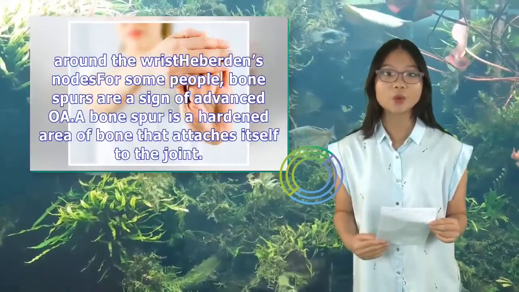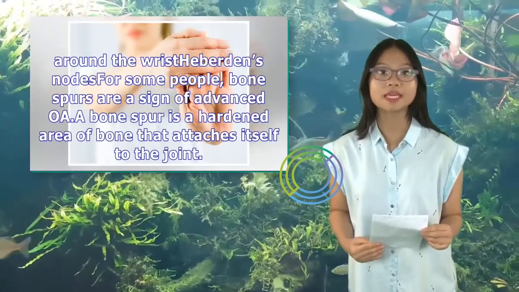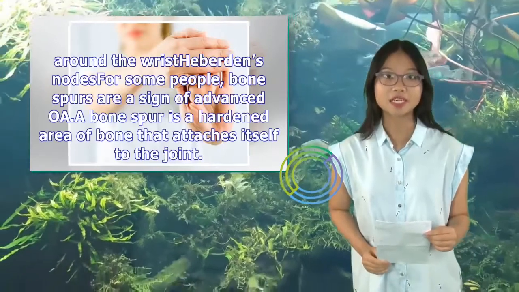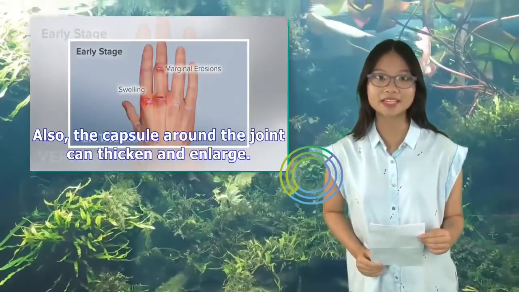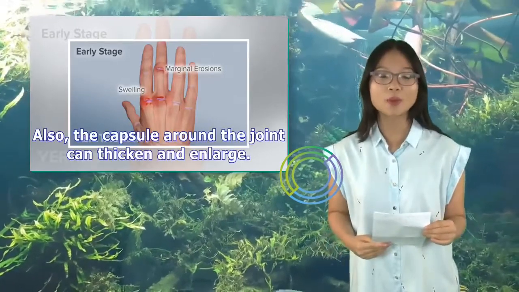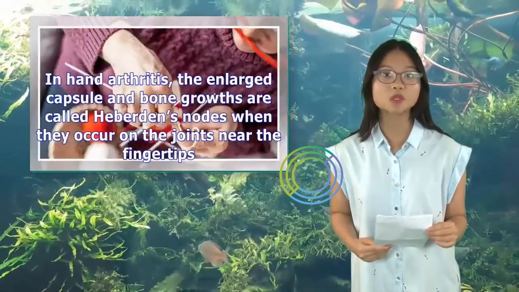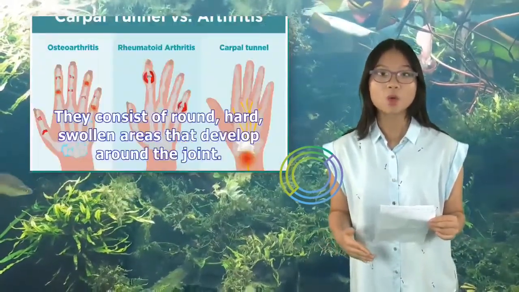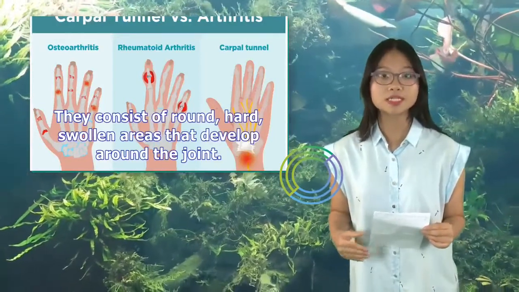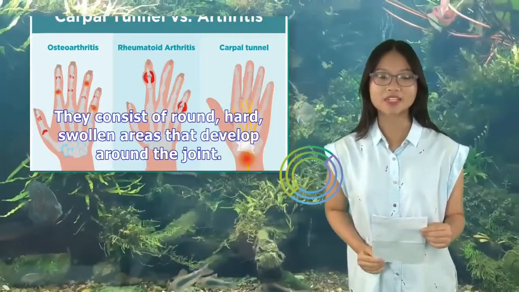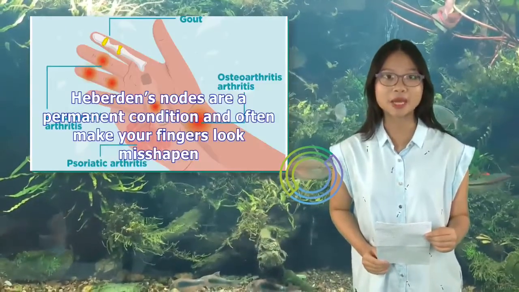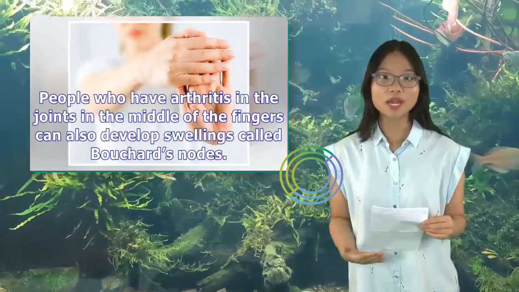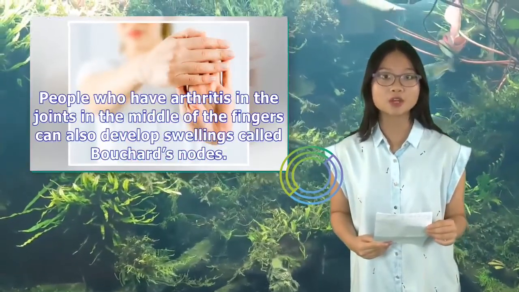Heberden's nodes. For some people, bone spurs are a sign of advanced OA. A bone spur is a hardened area of bone that attaches itself to the joint. Also, the capsule around the joint can thicken and enlarge. In hand arthritis, the enlarged capsule and bone growths are called Heberden's nodes when they occur on the joints near the fingertips. They consist of round, hard, swollen areas that develop around the joint. Heberden's nodes are a permanent condition and often make your fingers look misshapen. People who have arthritis in the joints in the middle of the fingers can also develop swellings called Bouchard's nodes.